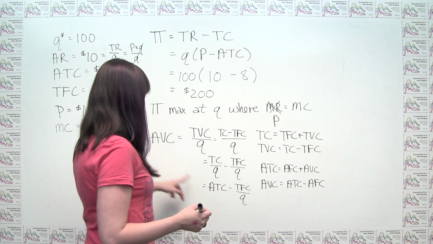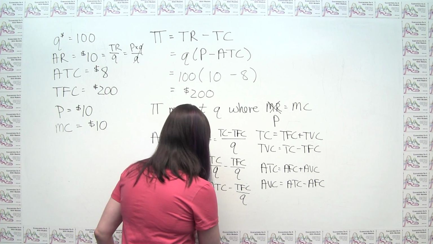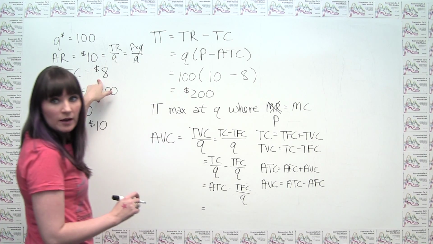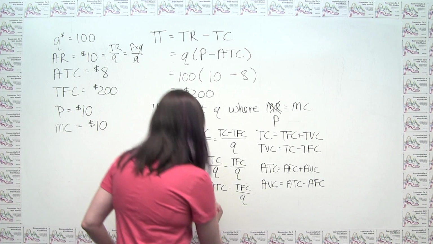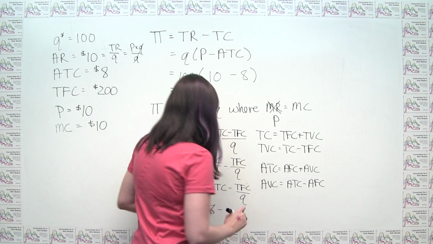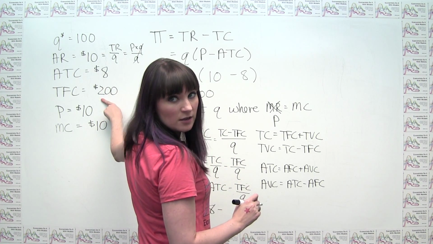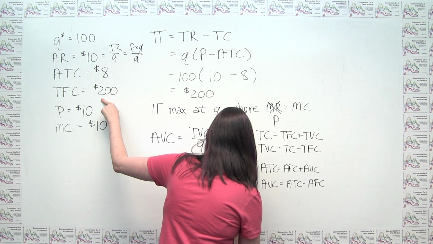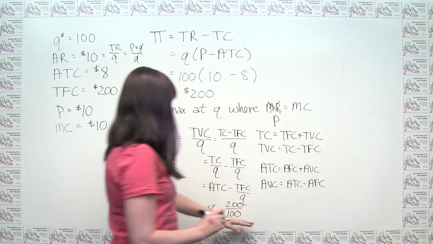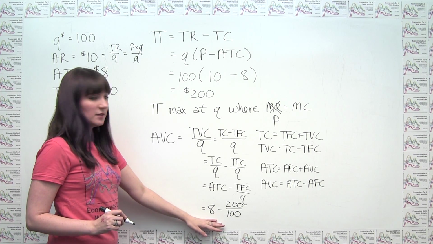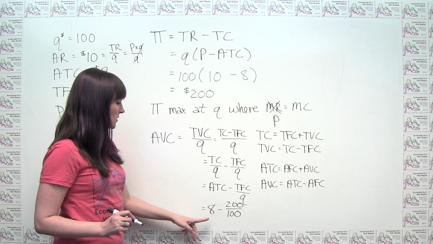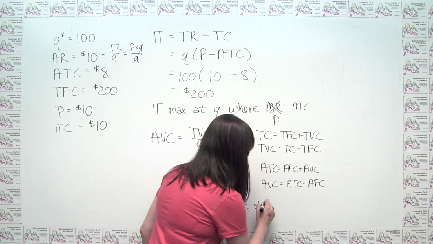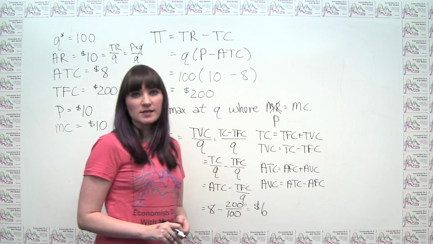So now we can just plug in. Average total cost we found out was 8, so we just put that in here. We said total fixed cost is 200, just put that here, and we said quantity was 100. So this just leaves us with an average variable cost of 8 minus 2, which is an average variable cost of $6 per unit.